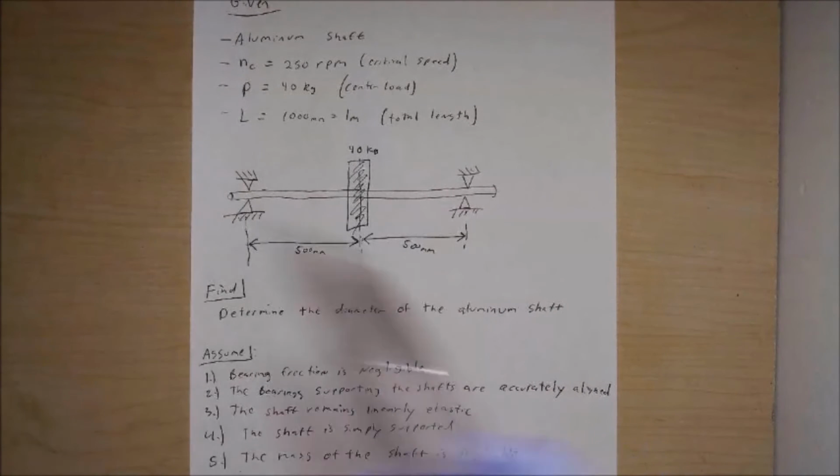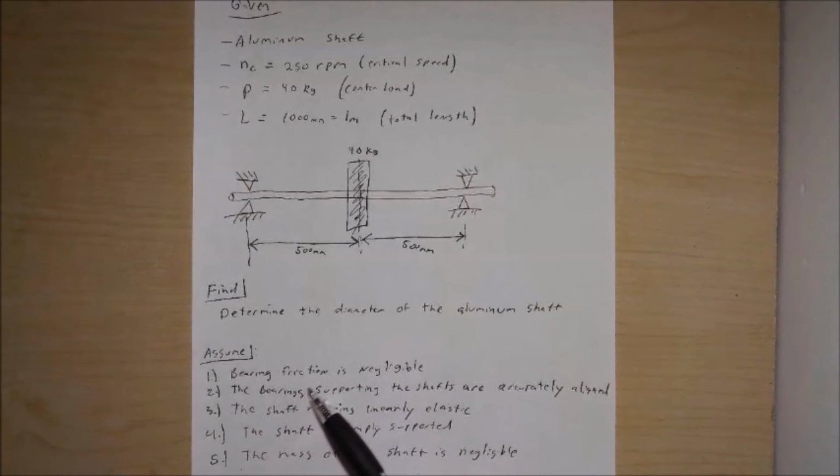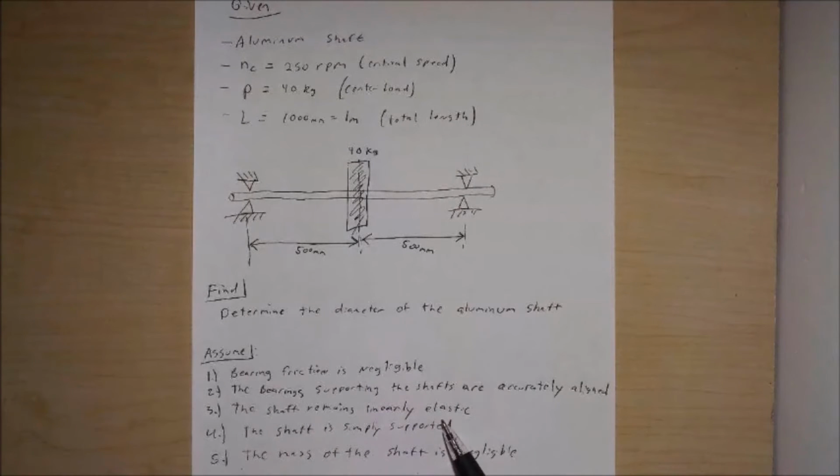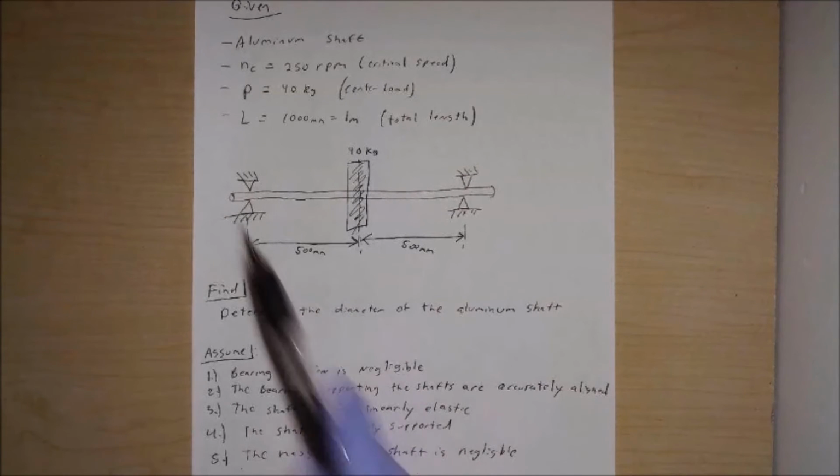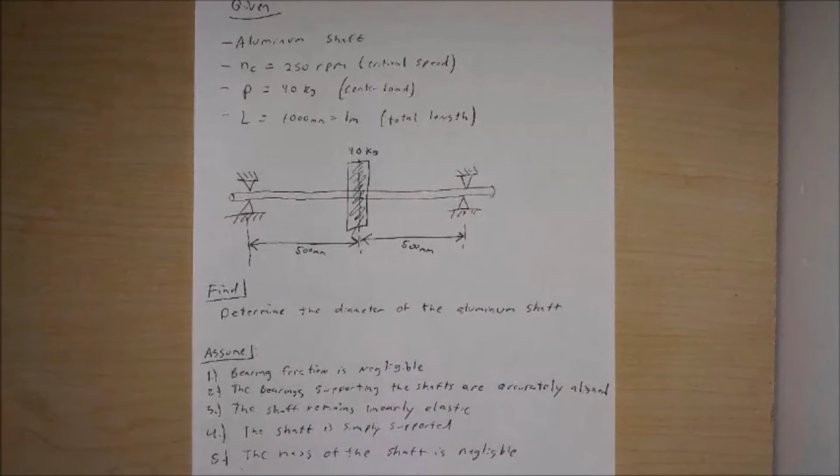So with this, we want to make a couple of different assumptions. The first assumption is that the bearing friction is negligible, so we're not going to pay any attention to that. Second, the bearings supporting the shaft are accurately aligned. Third, the shaft is going to remain linearly elastic. Fourth, the shaft is simply supported, so we can see that from our diagram. And fifth, the mass of the shaft is going to be negligible.